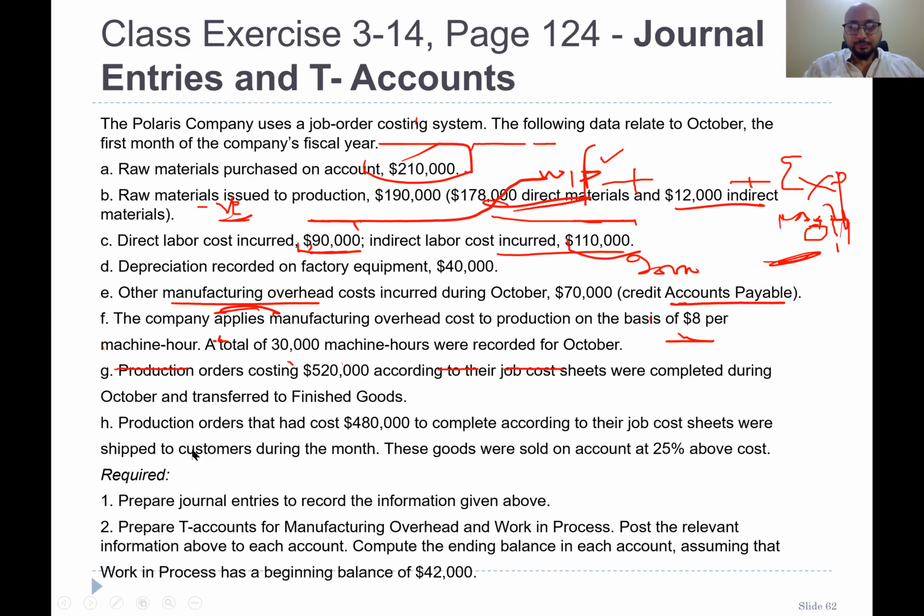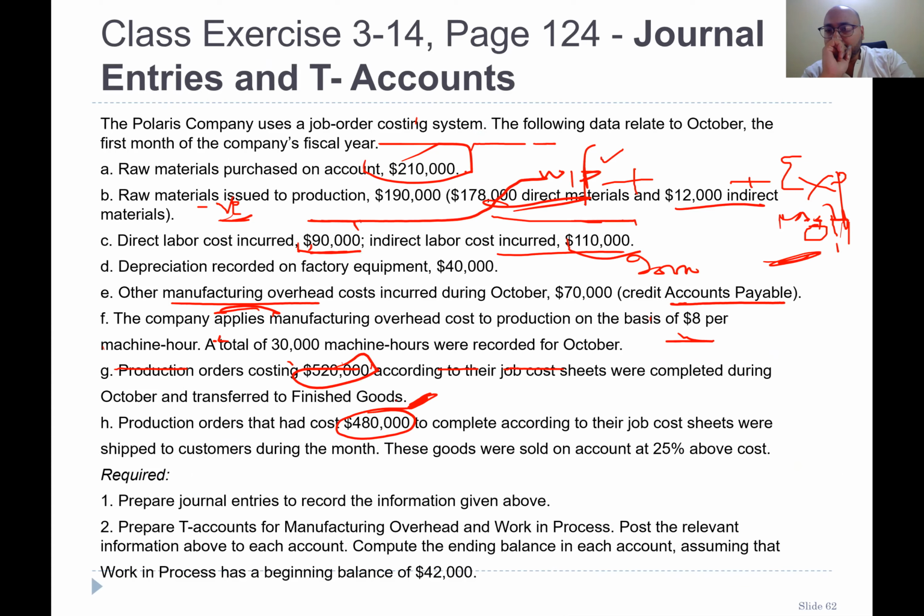And now, production orders that have a cost of 480,000, according to the job cost sheet, were shipped to customers during the month. The goods were sold on account at 25% above the cost. It means among these 520,000 worth of goods, 480,000 worth of goods are being sold, and they keep a gross profit of 25%. So it means this much worth of finished goods has been sold.